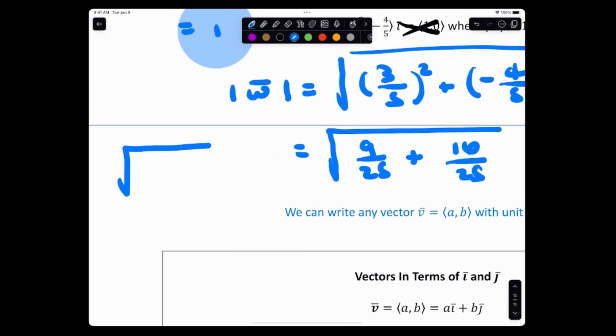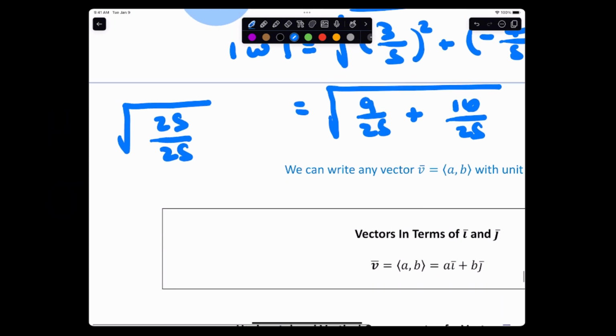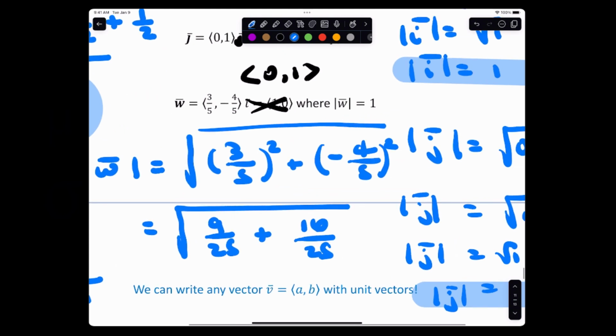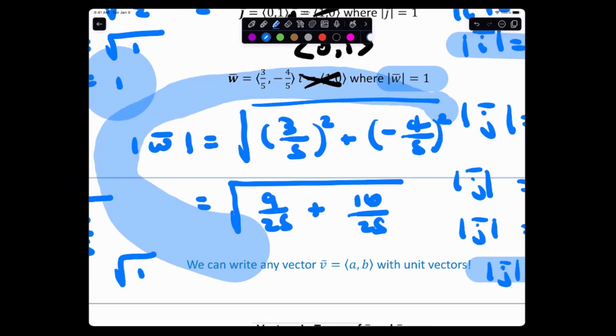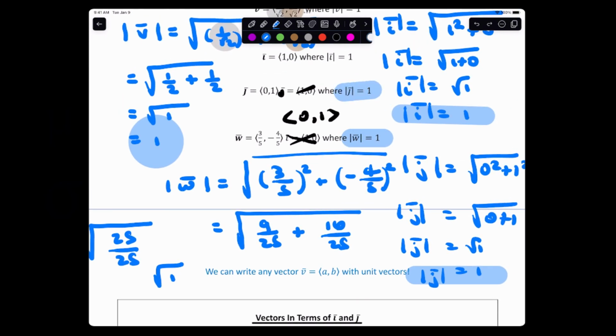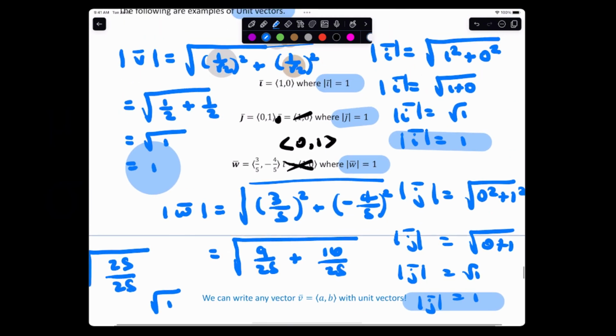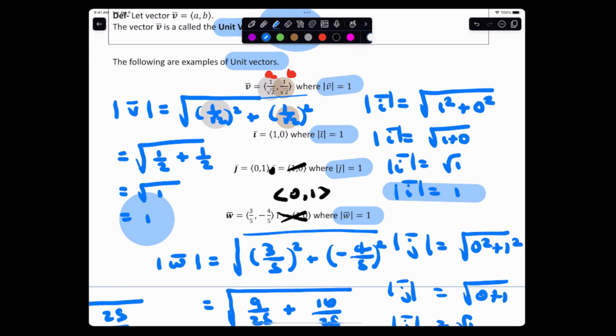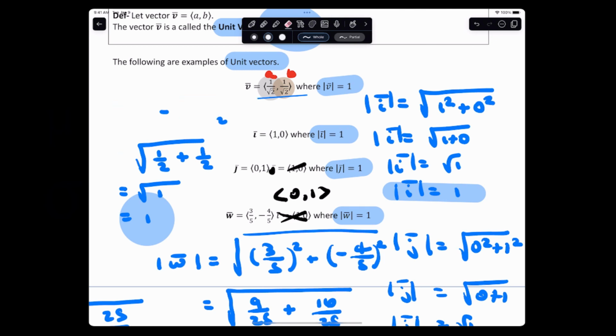I'll have to do the work here. Same fractions. What's 9 plus 16? These are like fractions. What's 25 over 25? What's the square root of 1? So sure enough, the length of W is 1. This is the W work. Hard to see. All of these have a length of what number? 1. All of these vectors. All the algebra and the work is what you guys see here. You have it in the video.